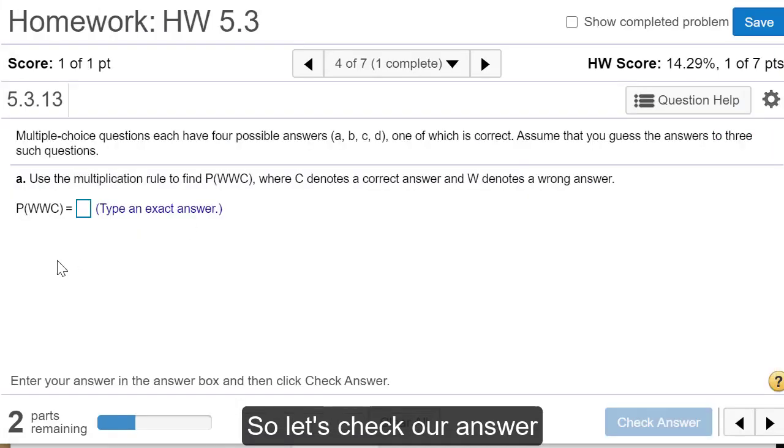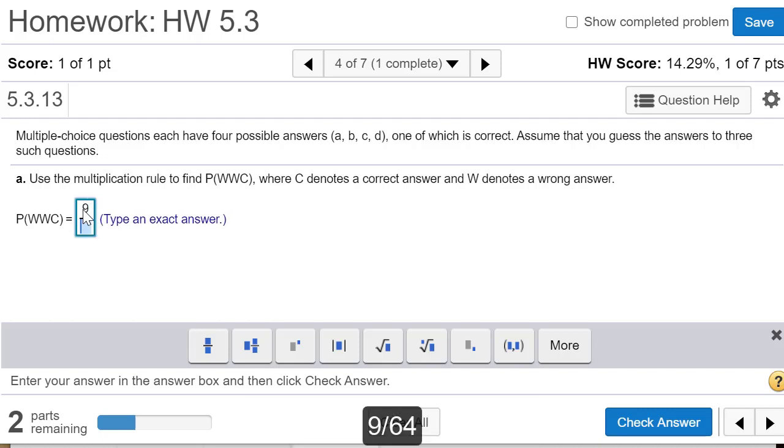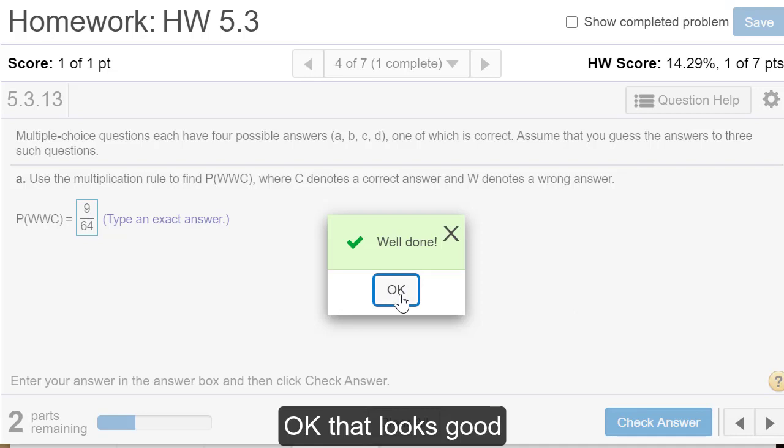So let's check our answer. Typing in the exact value, 9/64. Okay, that looks good.